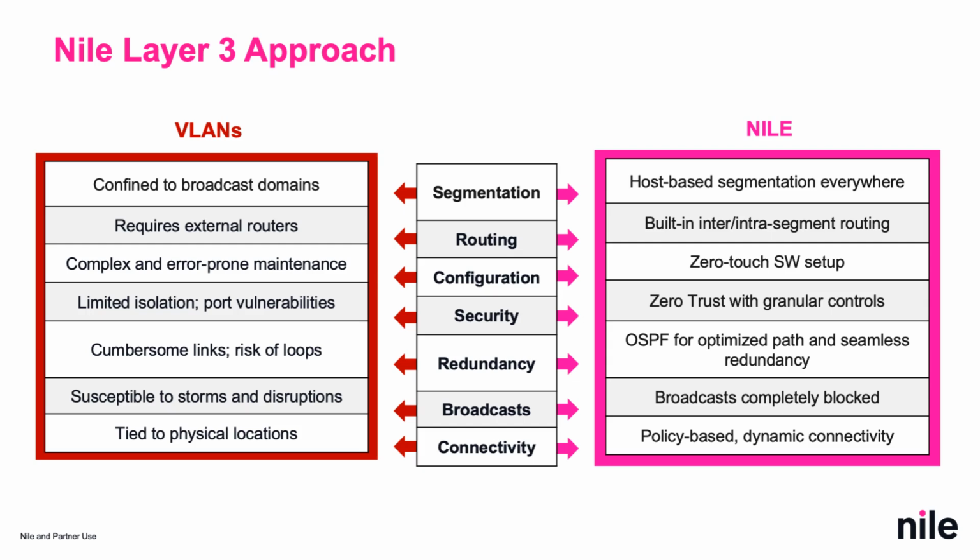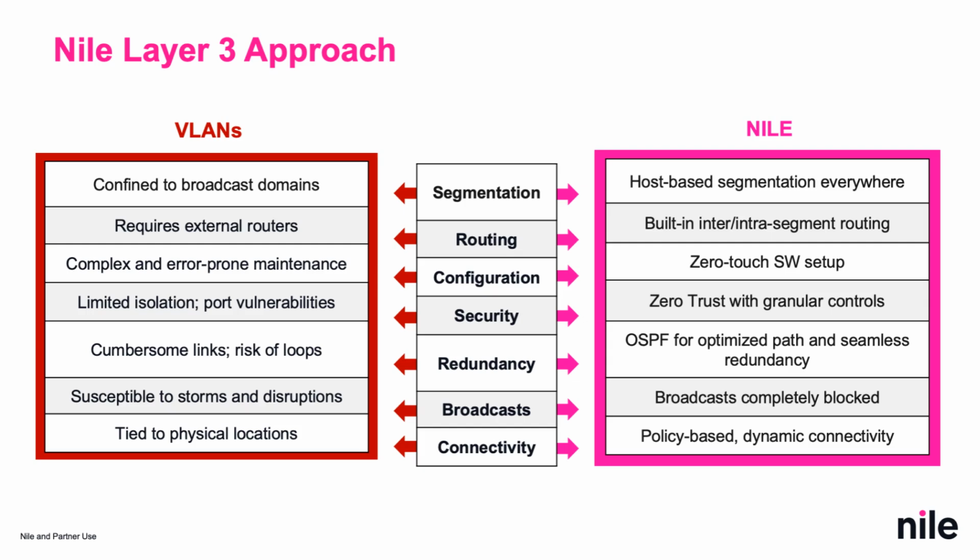Communication between VLANs requires external routers, which adds complexity, increases latency, and introduces additional hardware dependencies. Nile solves this with built-in inter- and intra-segment routing, enabling seamless communication without external devices while improving performance and simplifying network design.